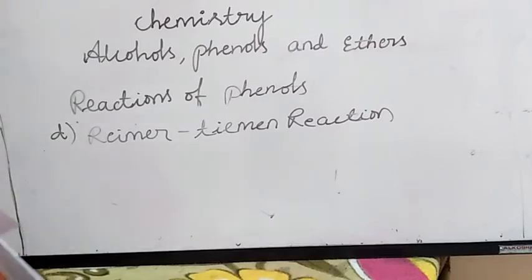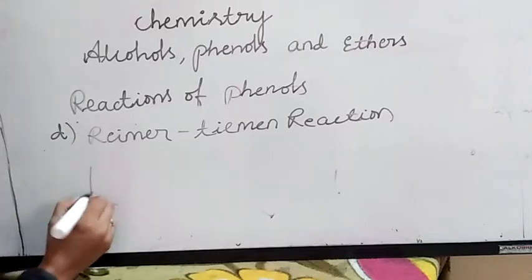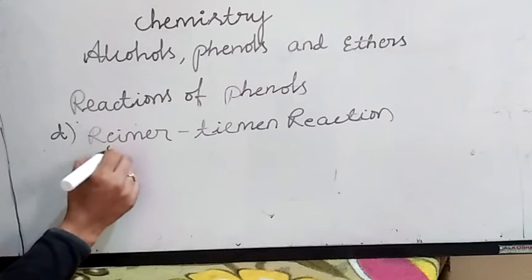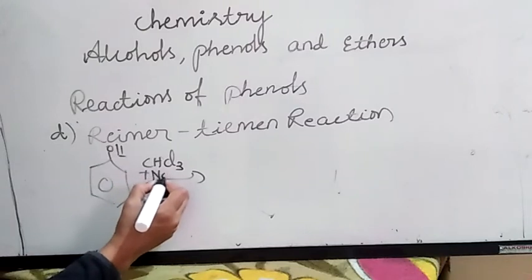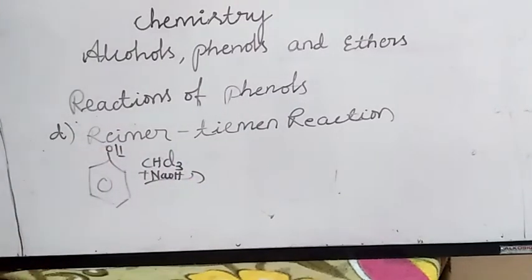On treating phenol with chloroform in presence of sodium hydroxide, a CHO group is introduced at the ortho position of the benzene ring. This reaction is known as Reimer-Tiemann reaction. What is Reimer-Tiemann reaction? Write down the reaction. If you know the reaction, you can write in your own sentences. So when phenol reacts with chloroform, CHCl3, in presence of sodium hydroxide, a CHO group is introduced at the ortho position of the benzene ring. This reaction is known as Reimer-Tiemann reaction.